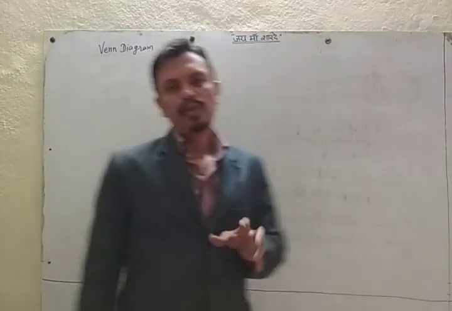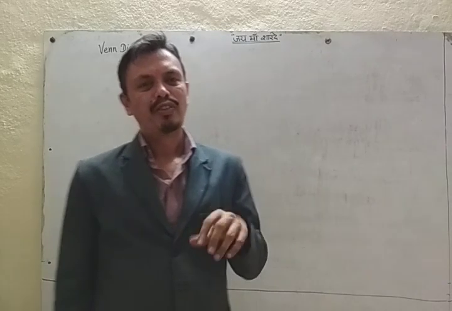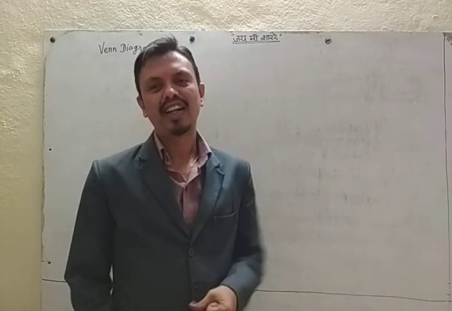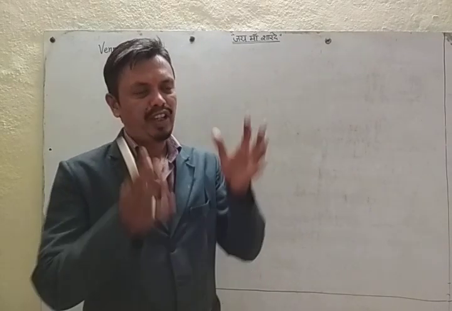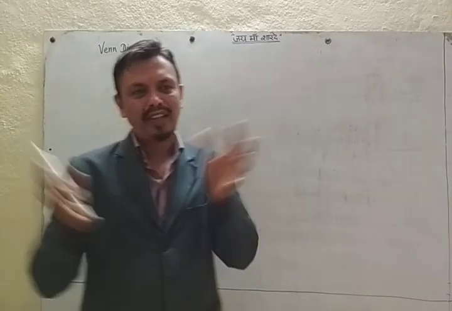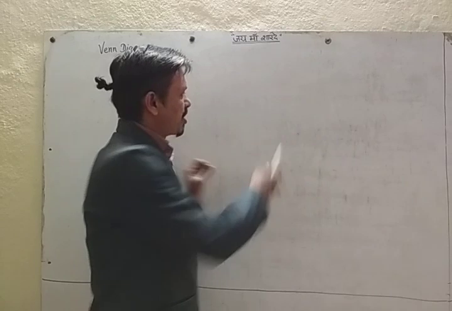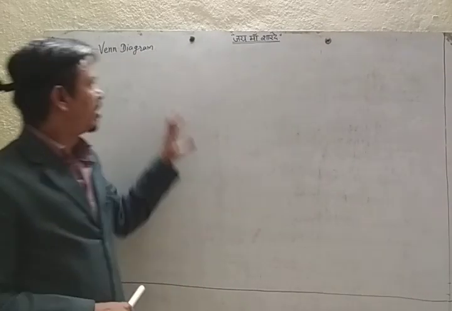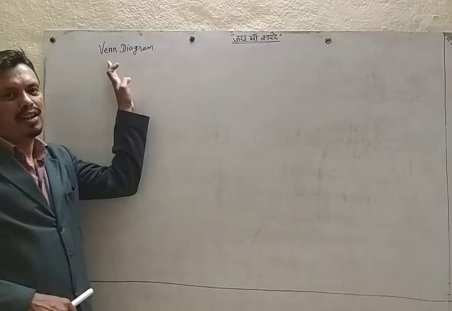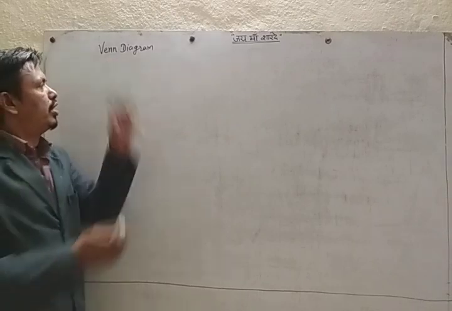Most of the time, the relationship between sets we can represent by a diagram. We have some sets and they will have some relation. That relation we can represent by a diagram. ठीक है? That diagram is called a Venn diagram.